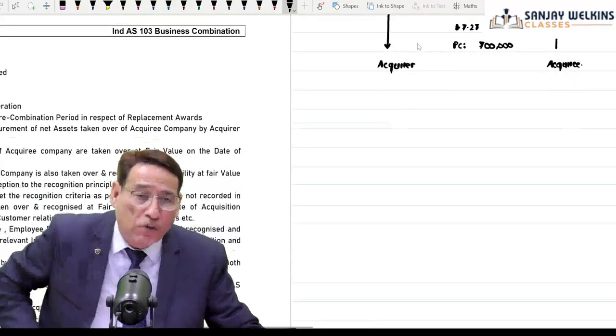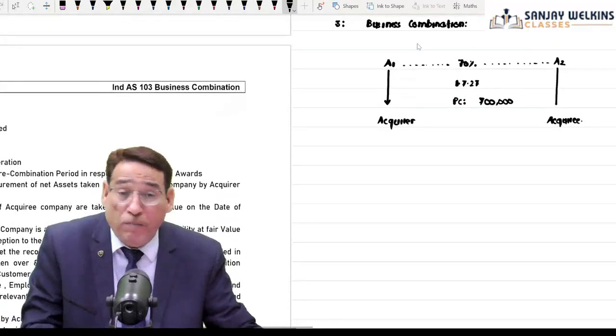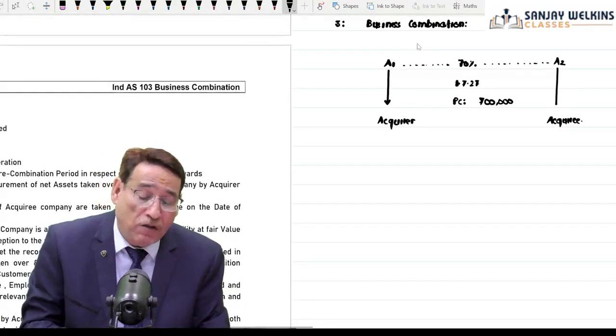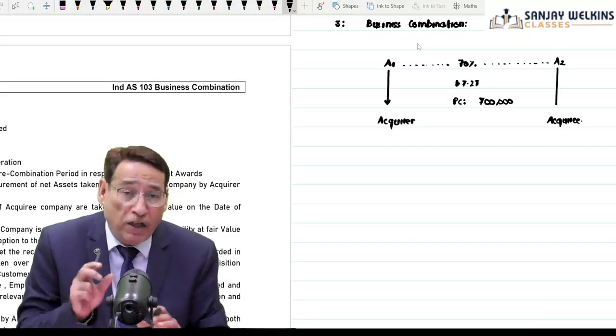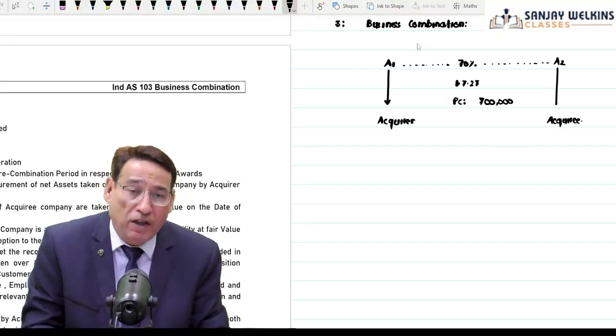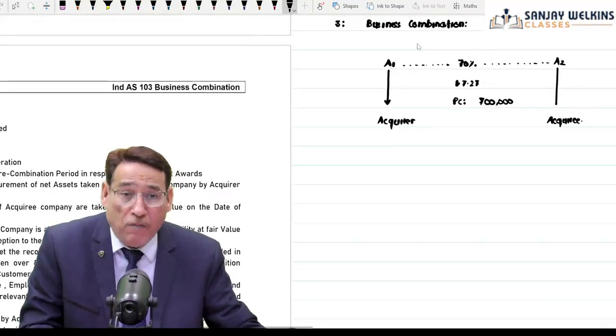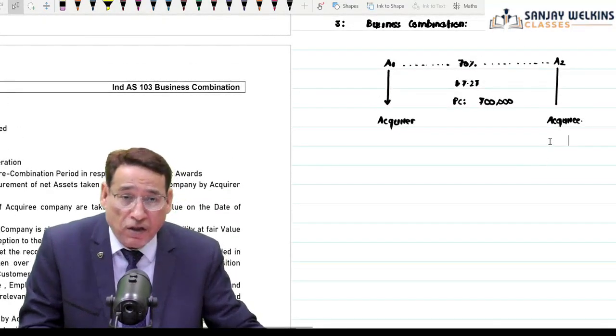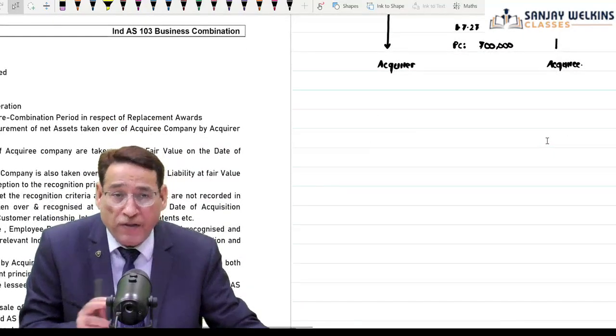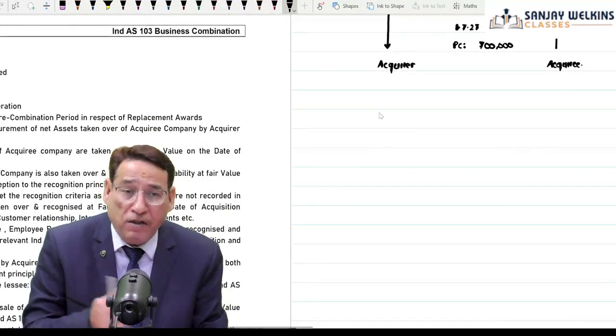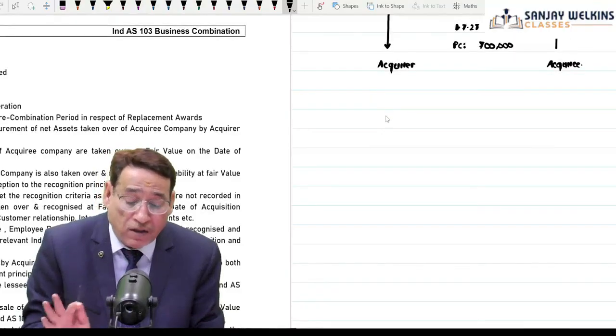First of all, you need to understand this. What do you mean by business combination? When does it come into play? When an entity acquires the control over the other entity, then it is known as business combination, and the entity which is getting the control over the other enterprise is known as the acquirer entity, while the other entity is known as the acquiree entity. Is it clear to you or not?